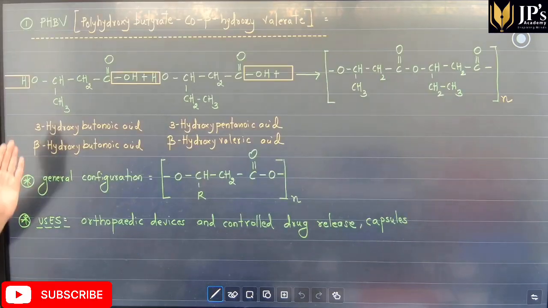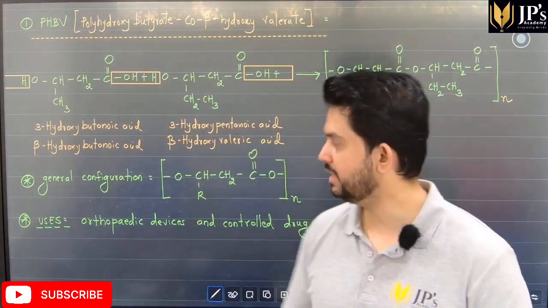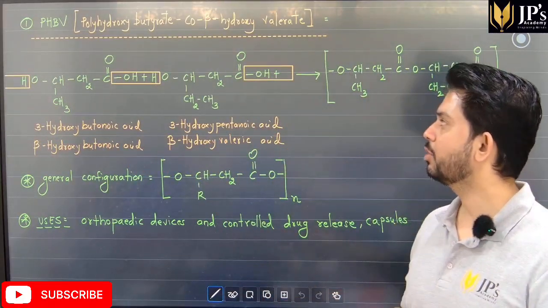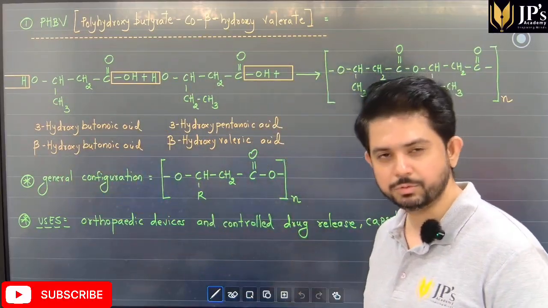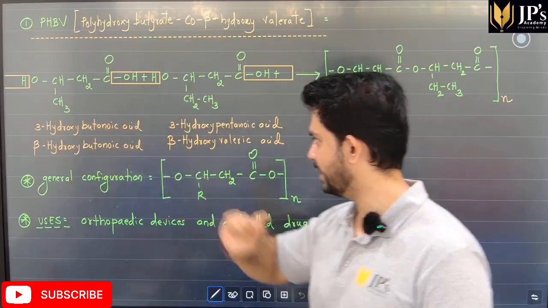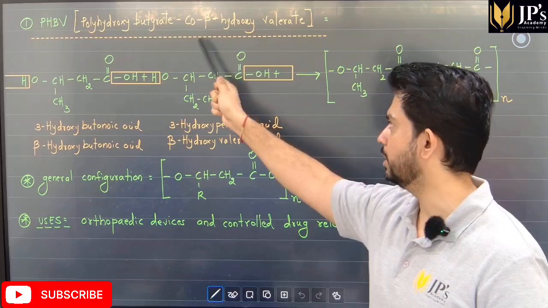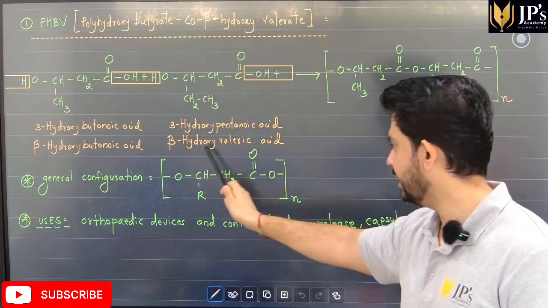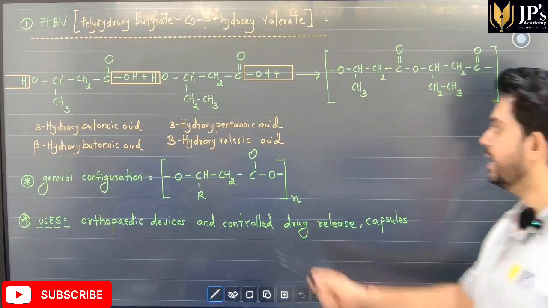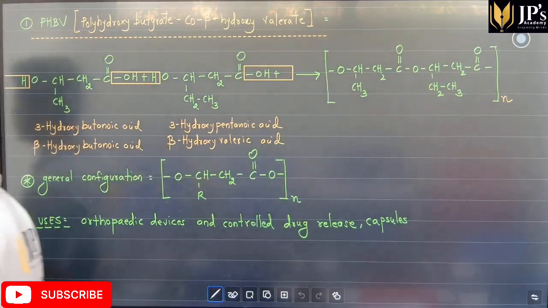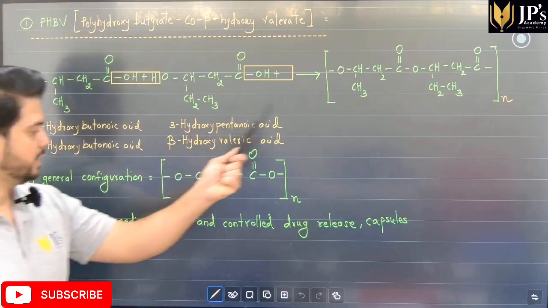Now the first biodegradable polymer that we have is called PHBV. Let's understand that: polyhydroxybutyrate-co-hydroxyvalerate. So the first monomer is beta hydroxybutanoic acid, or 3-hydroxybutanoic acid, and it's a copolymer with beta hydroxyvaleric acid, or 3-hydroxypentanoic acid. Again, a small molecule like H2O is removed, so this is also a condensation polymer. This is your repeating unit.